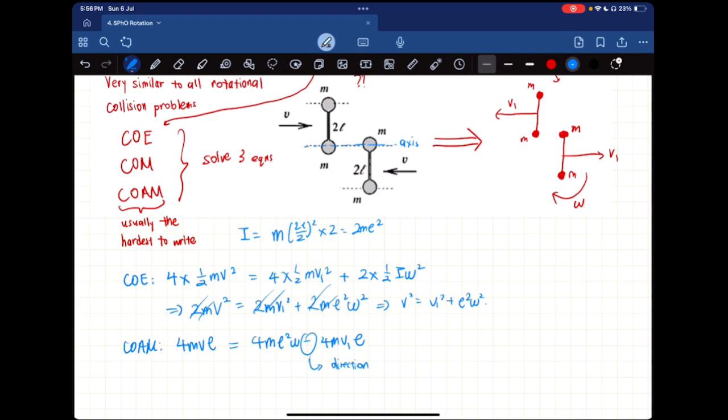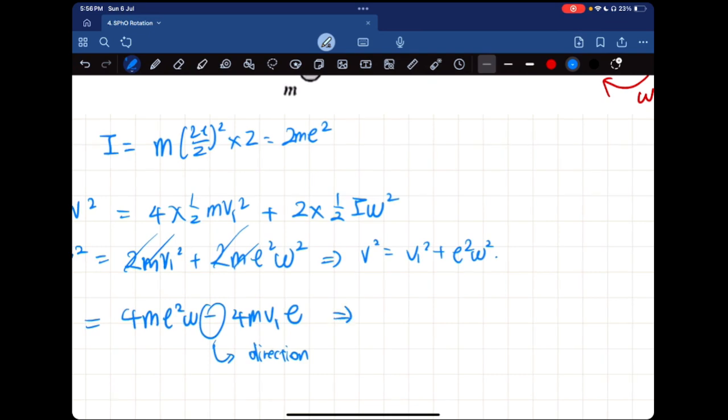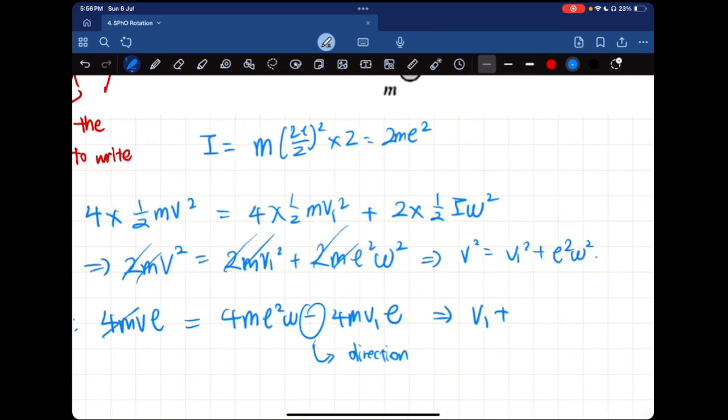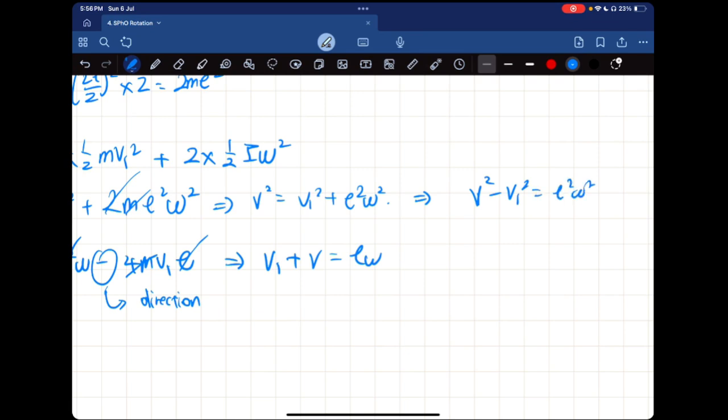You can verify the direction by yourself by taking your right hand grip rule and cross product. Okay, this simplifies to V1. Cancel L as well. So V1 plus V equals L omega. Okay, great. This also gives you V squared minus V1 squared equals L squared omega squared. So now we can solve these, right?